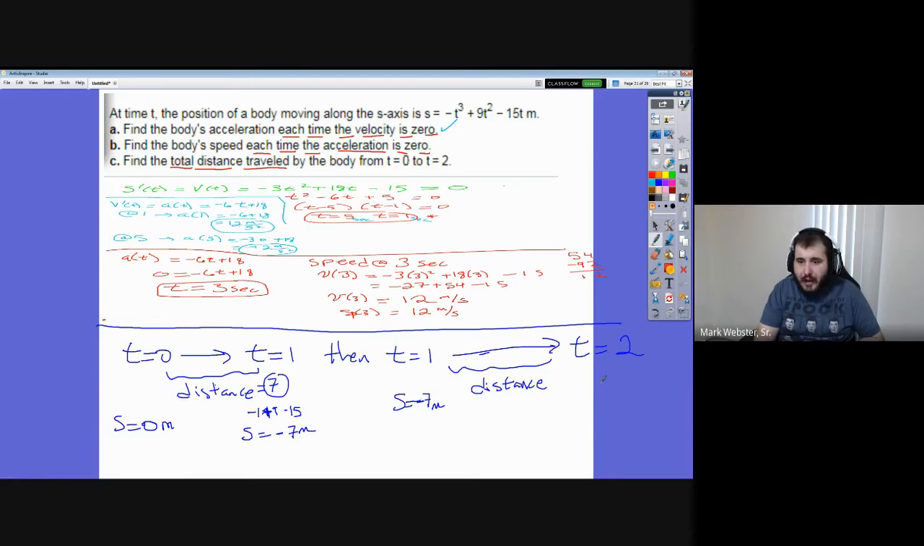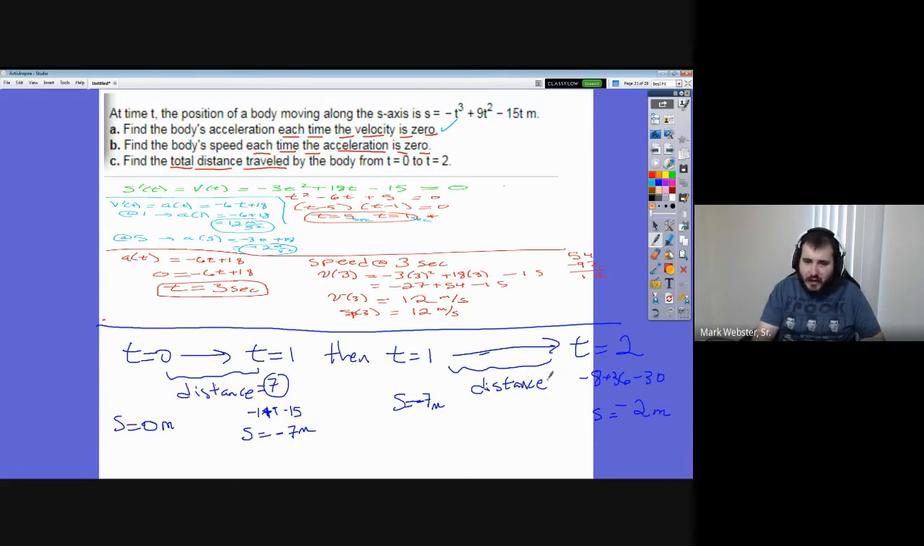Now we're going to do time equals 2. Again, we're going to plug it in. Negative, and then 2 cubed, which is 8. So negative 8. 2 squared is 4 times 9, that's 36, right? And then negative 15 times 2 is negative 30. So now we look here: negative 8, 36, negative 30. 36 minus 30 is 6. 6 minus 8 is negative 2. So the place where he ends is at negative 2 meters.